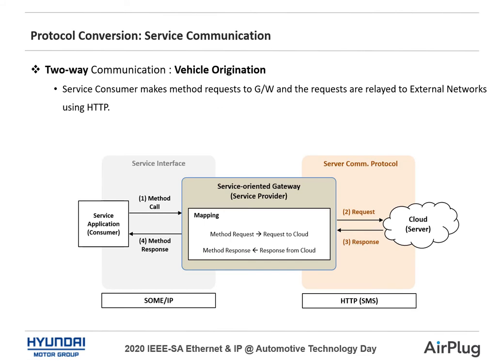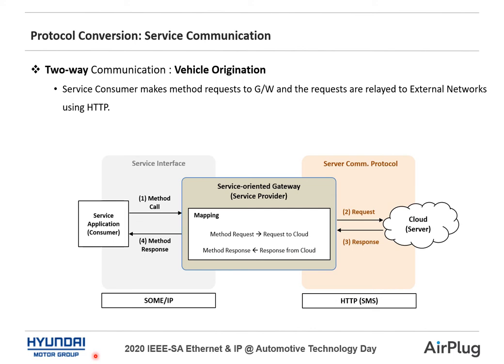The first function is protocol conversion. For service-oriented communication between in-vehicle ECUs, SOME/IP is being used. On the other hand, for communication between vehicle and cloud, protocols from IT world like HTTP or MQTT have been used, because we do not want to change either communication framework. Conversion between these different application protocols is needed somewhere. Service-oriented gateway performs this protocol conversion function.